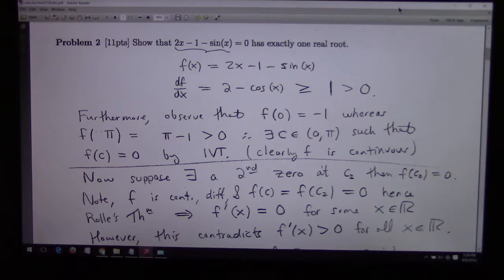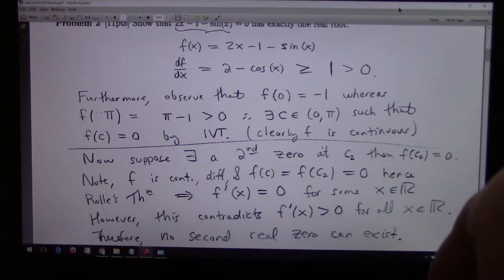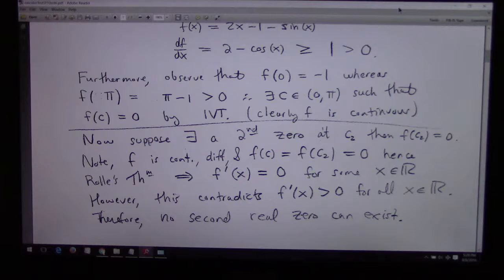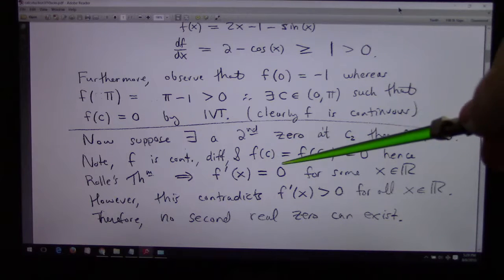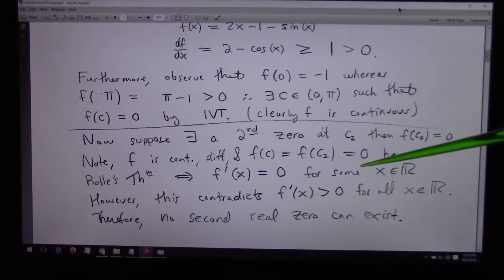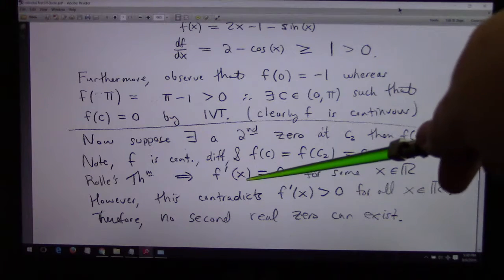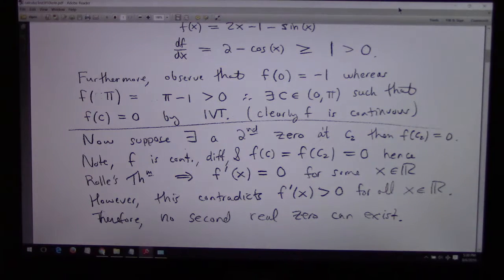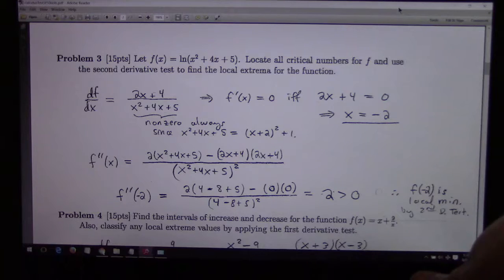If there was a second 0, then you'd be able to apply Rolle's theorem and find some other place where the derivative was 0, right? If there was another place where the function had 0, then we'd have f of c equal to f of c2 equal to 0, and that would imply that f prime of some point was 0, but that's impossible because f prime is greater than 1 everywhere, so no second real 0 can exist. So this is a proof by contradiction using Rolle's theorem. That's kind of unlikely for the quiz.